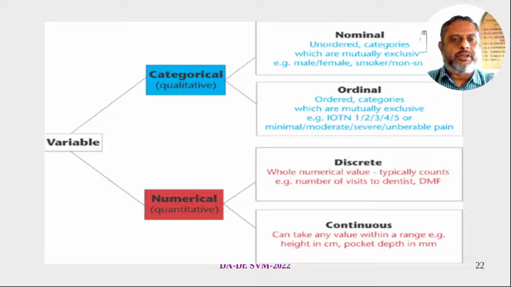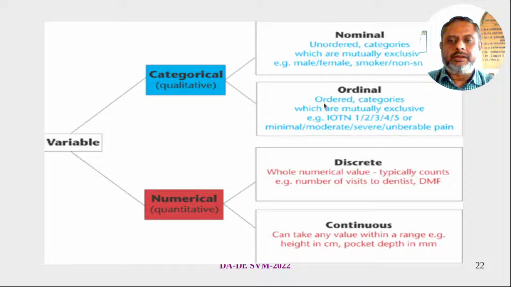Another way of talking, a variable can be categorical, that is qualitative, or can be numerical, that is quantitative. Categorical is nominal if it is unordered, with categories which are mutually exclusive. Yes, the most important is mutual exclusion. So a person can be either a male or a female, cannot be both.